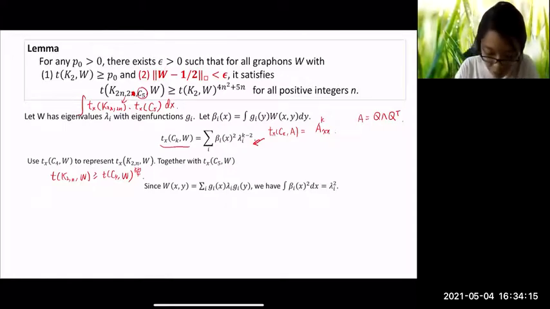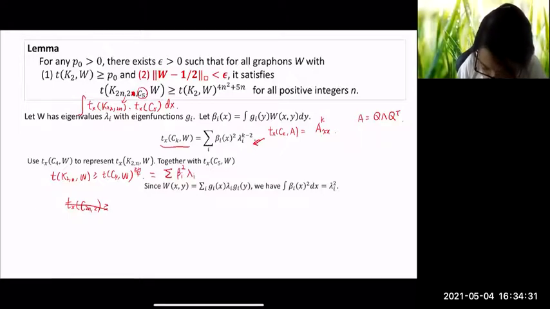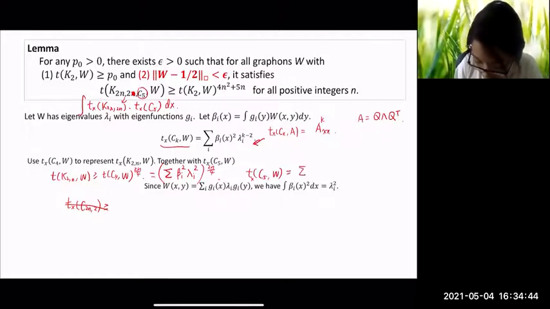So now if we have this, then what can we have? We have the K_{2,2} count is basically at least this, and we can write this as the summation of beta_i squared lambda_i squared, because k now equals 2 to the power of 2n over 4. And the C5 count of W is exactly equal to the summation of beta_i to the beta_i(x) squared lambda_i cubed.